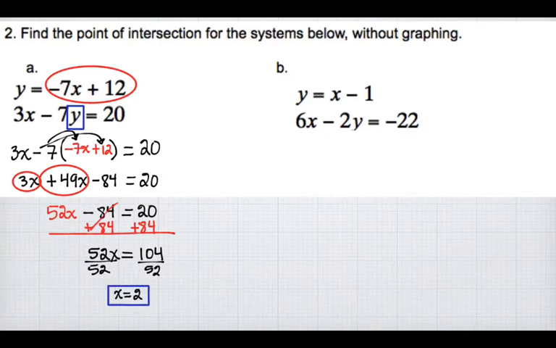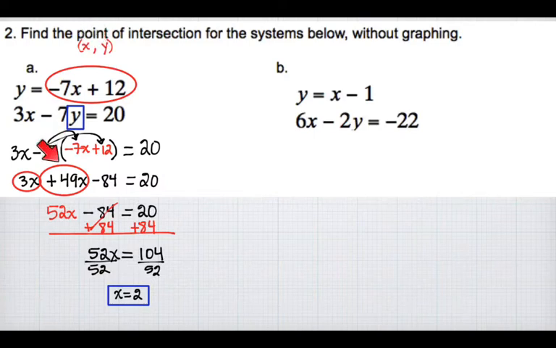And at this point, some people might think, oh, I'm done. But you're not. Because what we're trying to do is find the point of intersection. Any point has two values. A point has an x value and a y value. So far, we figured out the x value, but we still need to figure out the y value.